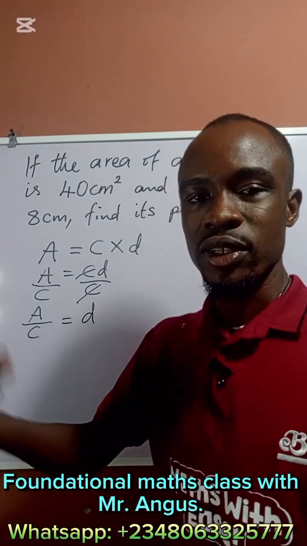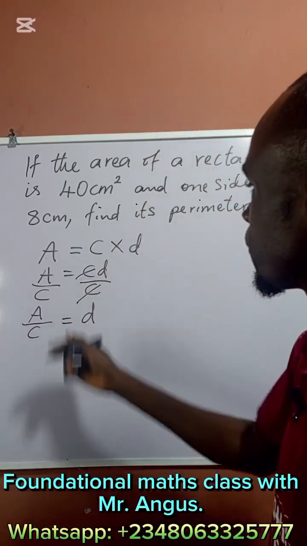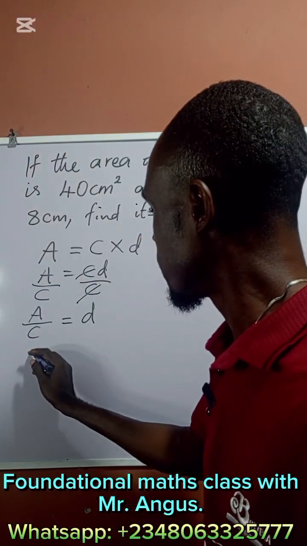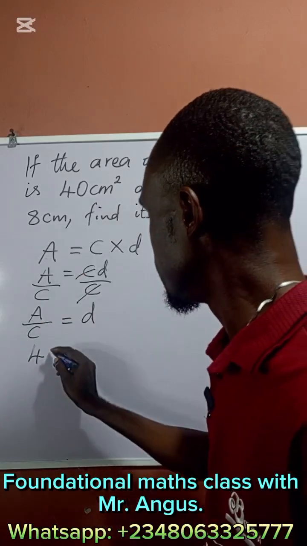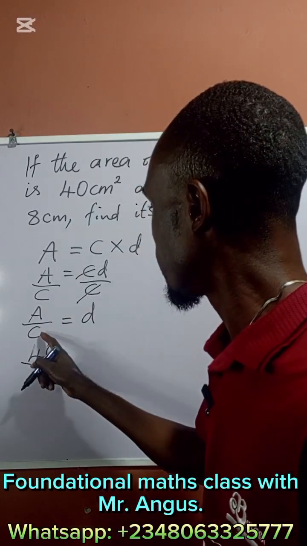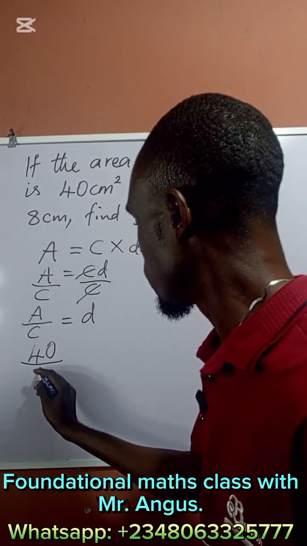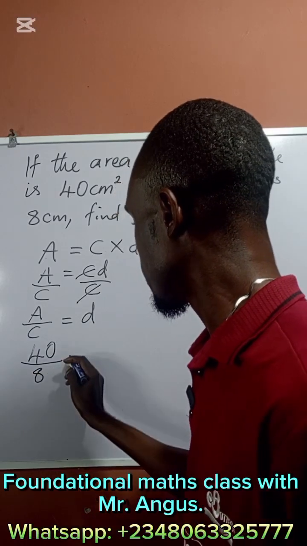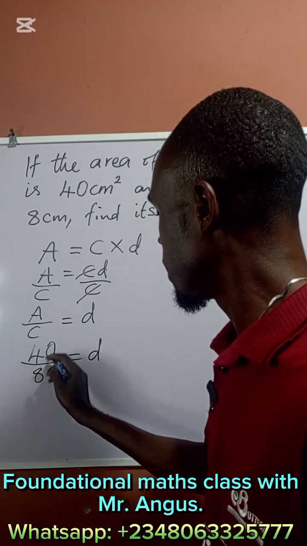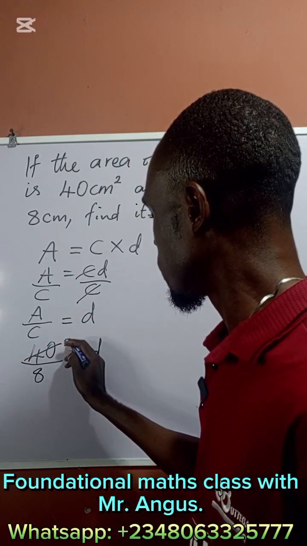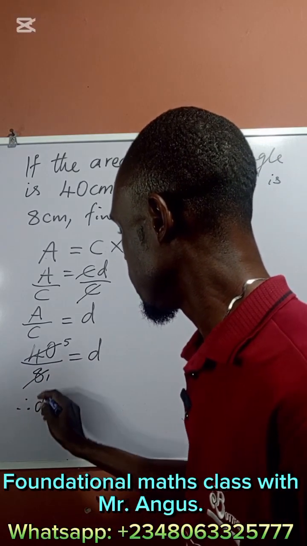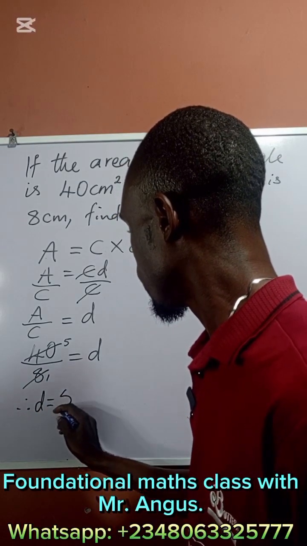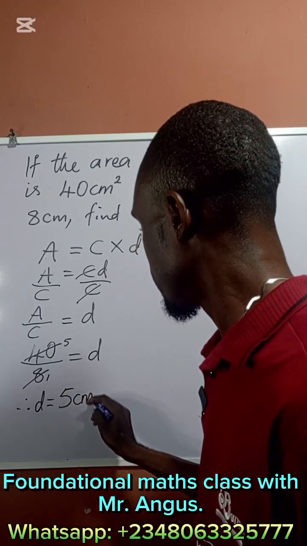Now, D is the second side of this rectangle. Let us substitute the formula. A, which is the area, is 40 centimeters squared, all over C, which is the one side of the rectangle, is equal to D. 8 divides 40 gives us 5. 8 here, 1. Therefore, D is equal to 5 centimeters.